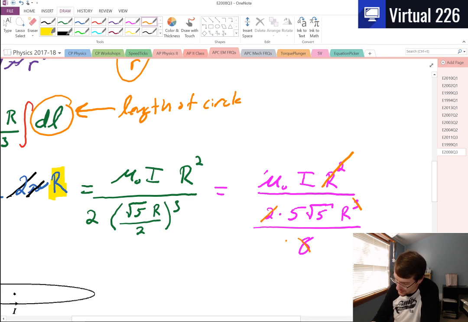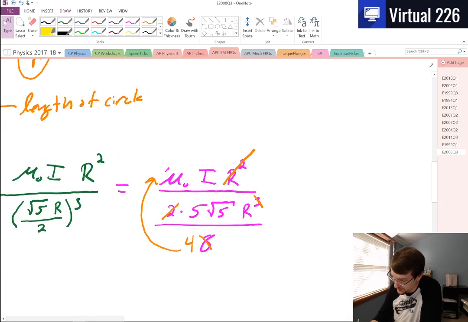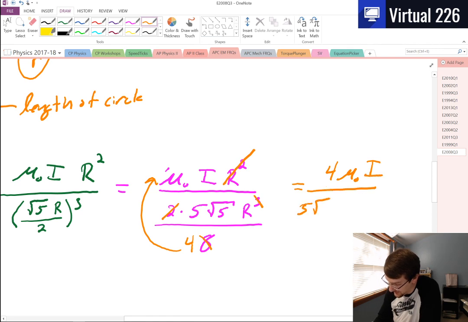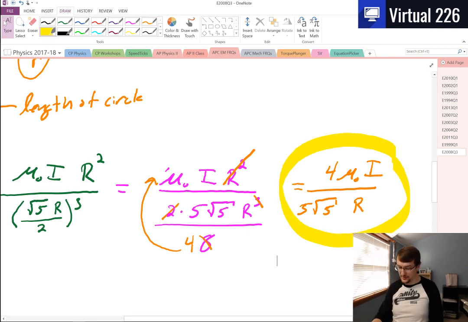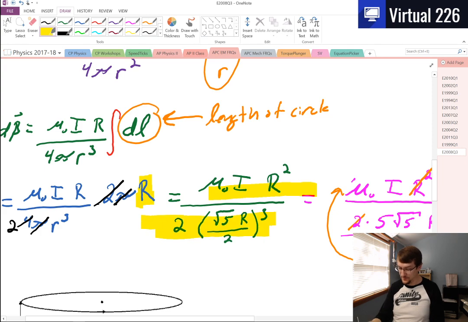The 2 and the 8 becomes a 4, and since that's the denominator, I'm going to carry it up high. And what we're going to get in the end is 4 mu naught I over 5 root 5 r. And that is technically a fully reduced answer. Honestly, I would have stopped back here. I might have even stopped over here in the blue.